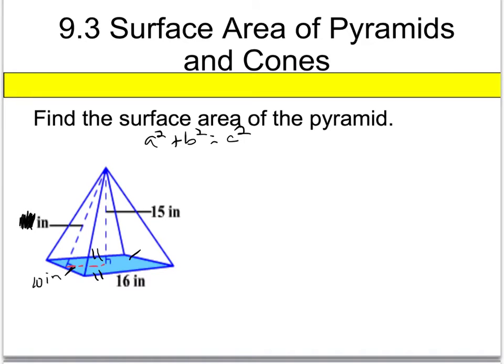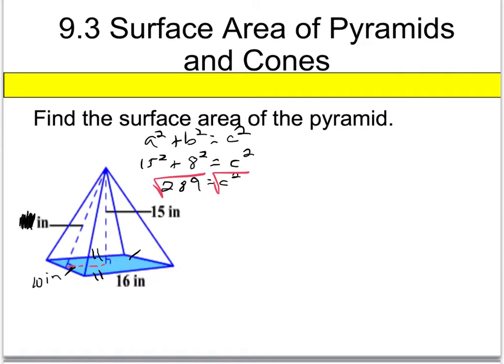Now a squared. We know that it's going to be 15. So 15 squared plus half of my side. I know that's not the entire length of that base, so I need to take half of that, which is 8. So you have 8 squared is equal to c squared. Add these together, you get 289 equals c squared. How do you get rid of that squared symbol? You got it. It's going to be that square root.